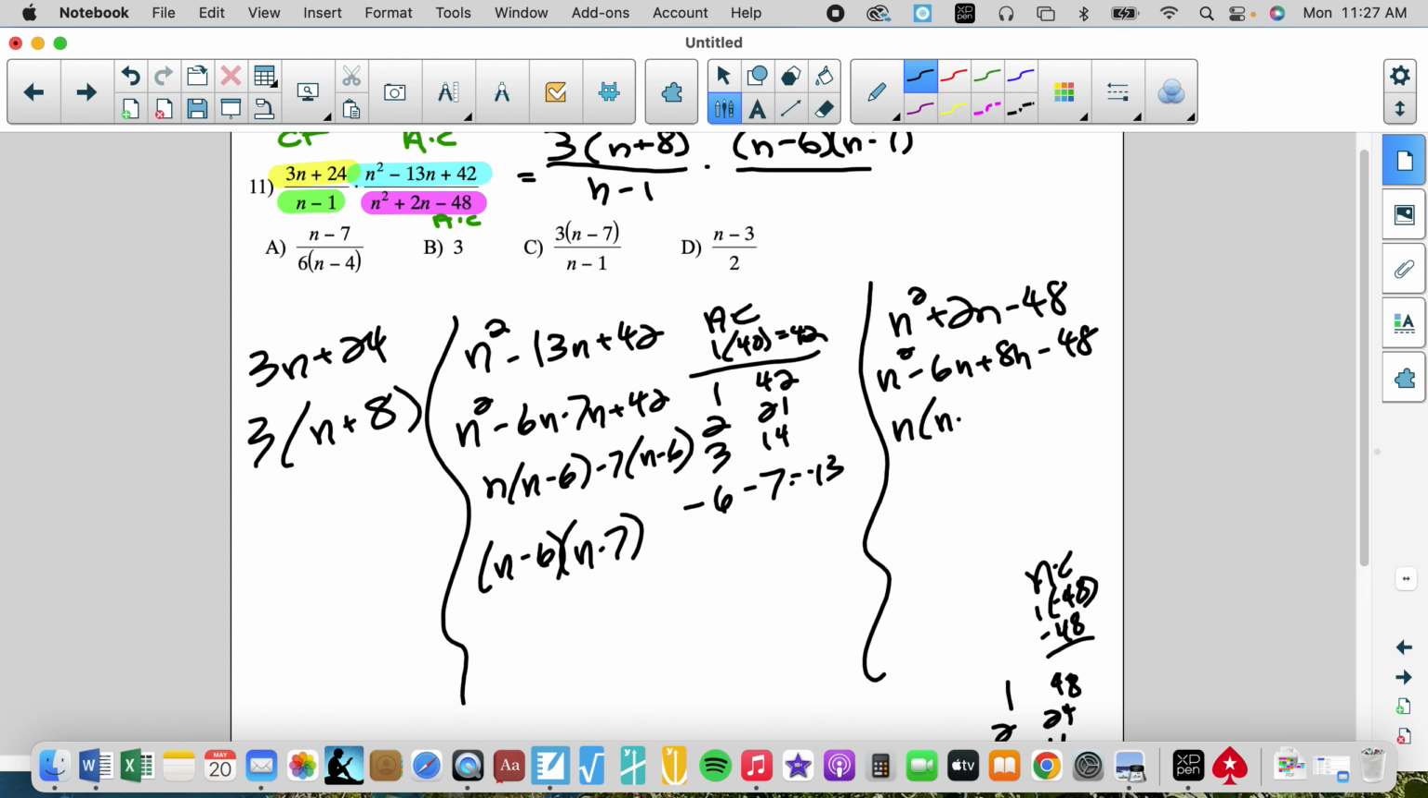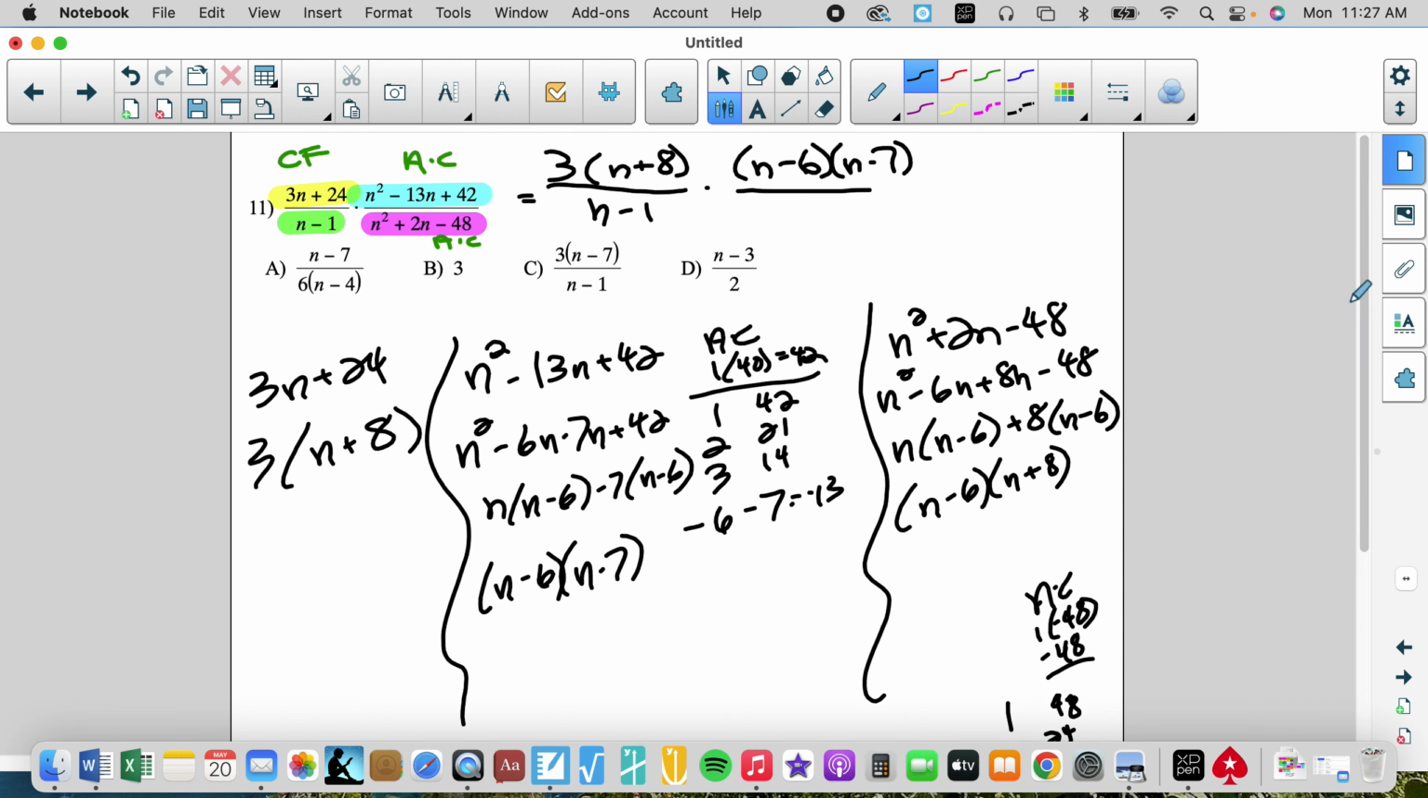We're going to factor in an 8, n minus 6, n minus 6, n plus 8. N plus 8 cancels, n minus 6 cancels, and that's it. So I'm left with 3 times the quantity n minus 7 all over n minus 1. That's going to be C.